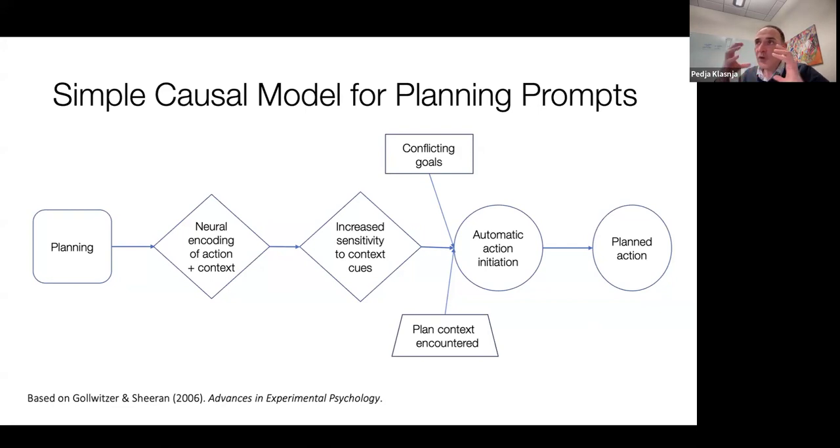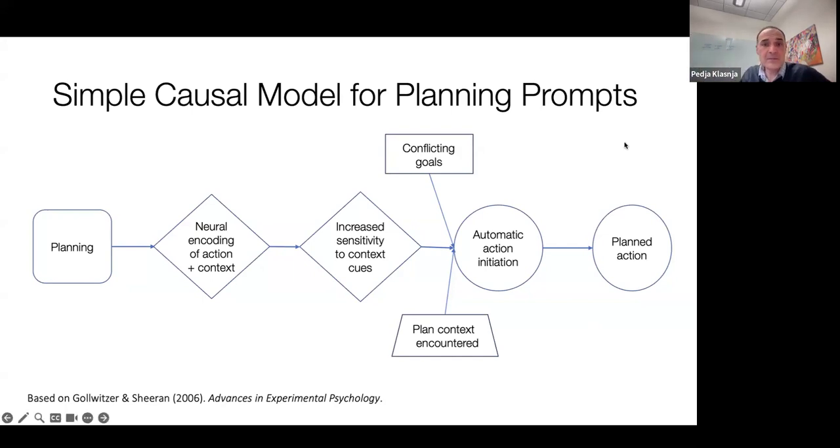And then that neural encoding creates increased sensitivity to, or salience for, contextual cues related to that context. And once that context is encountered, the action initiation happens automatically without the need for further deliberation. So automatic action initiation would roll off, and you would actually do the planned action.